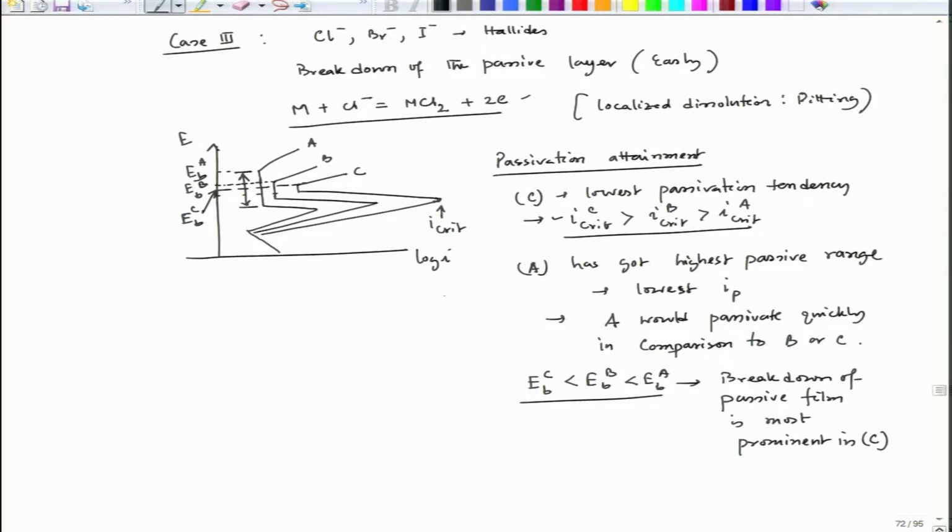So, the critical aspects, if we consider, we have to look at EP, ECP, IP and I critical. So, these three are very critical parameters for attainment of passivation.